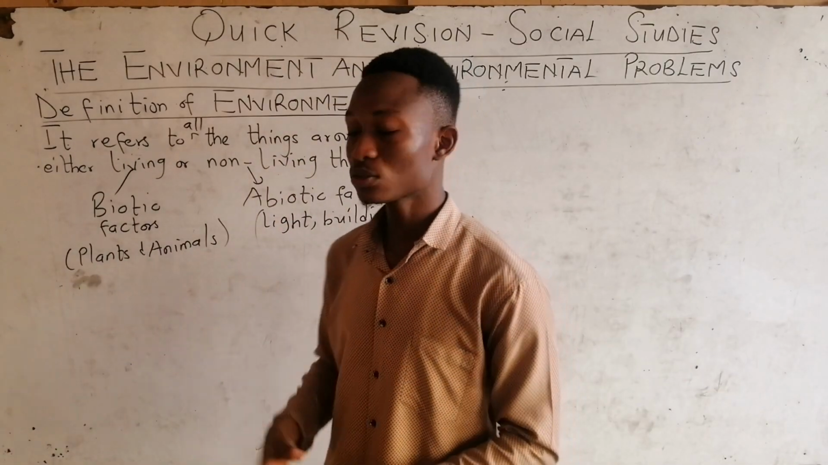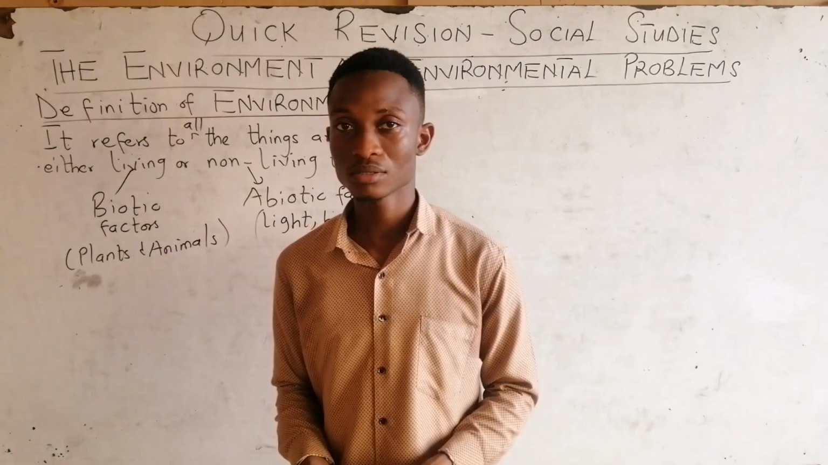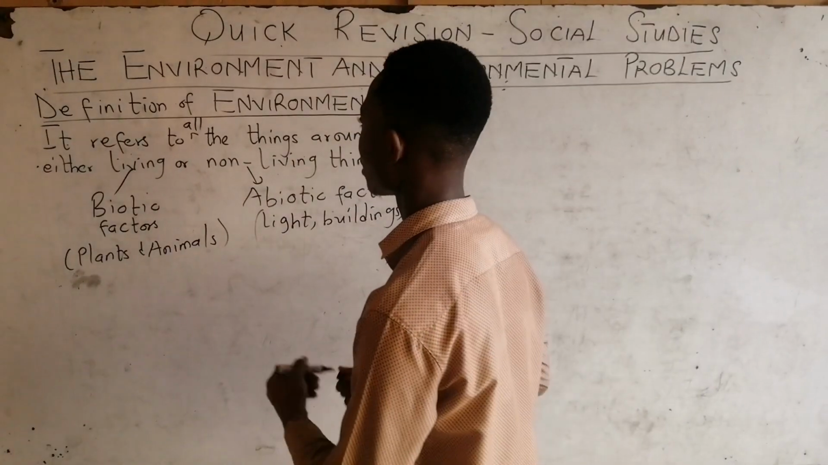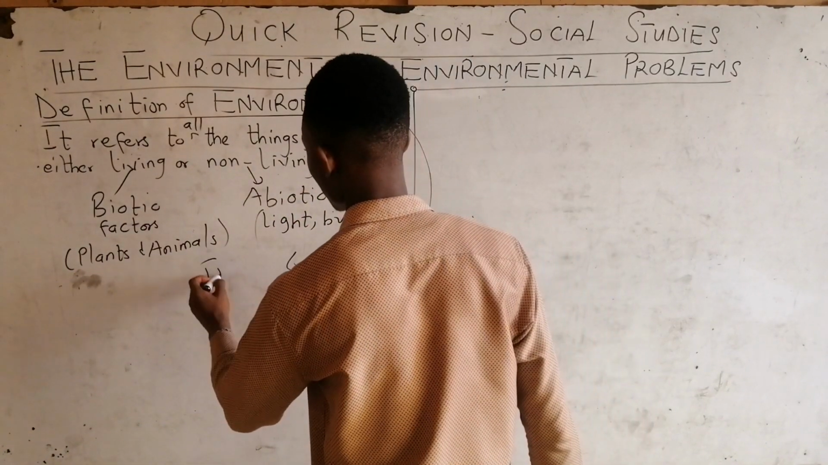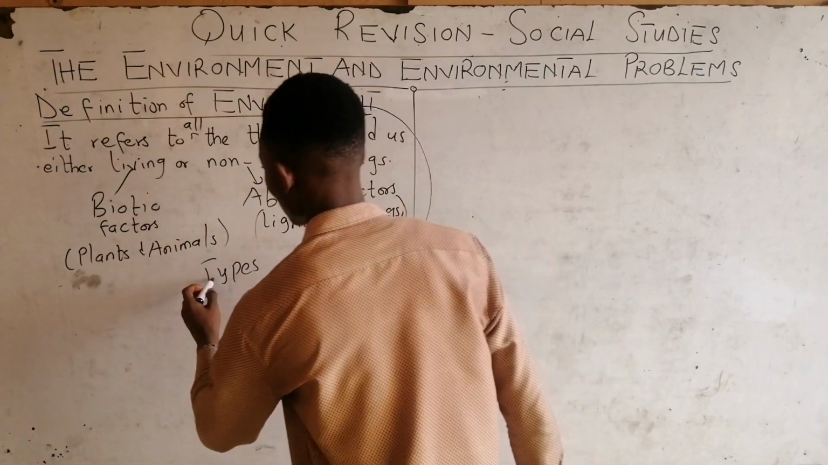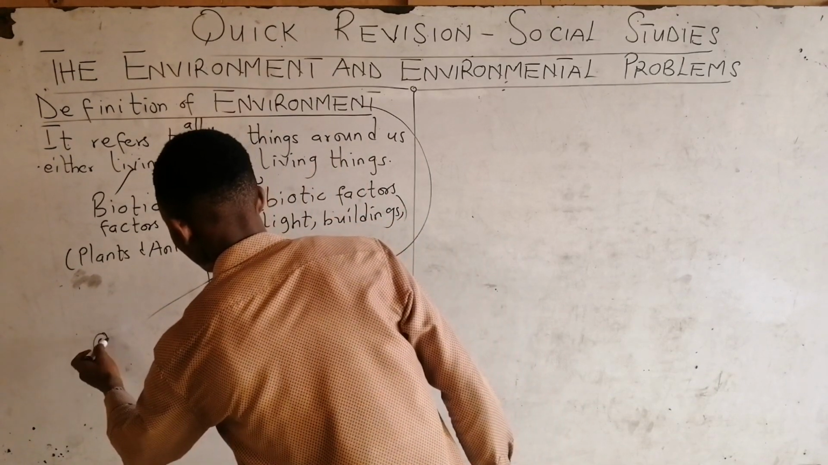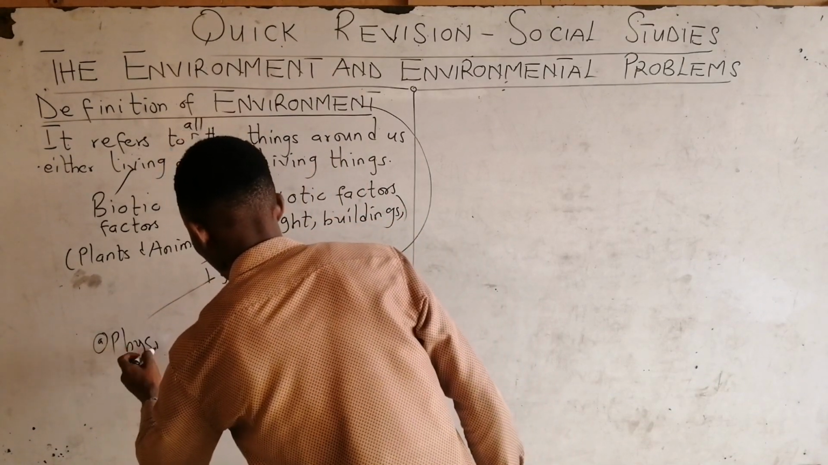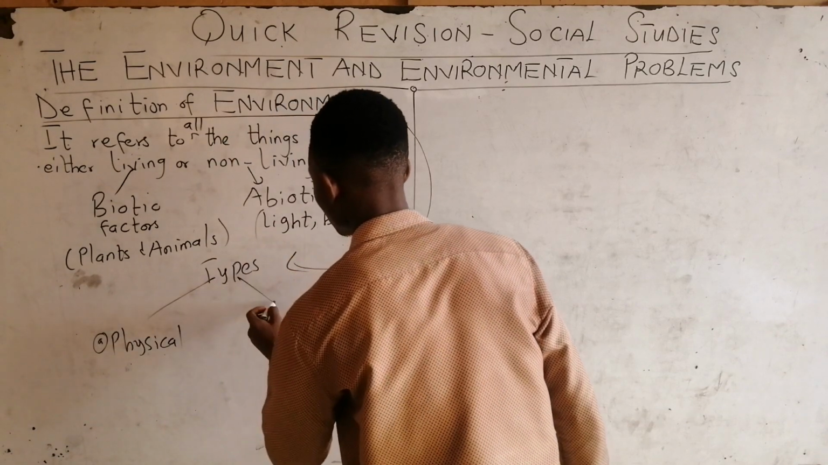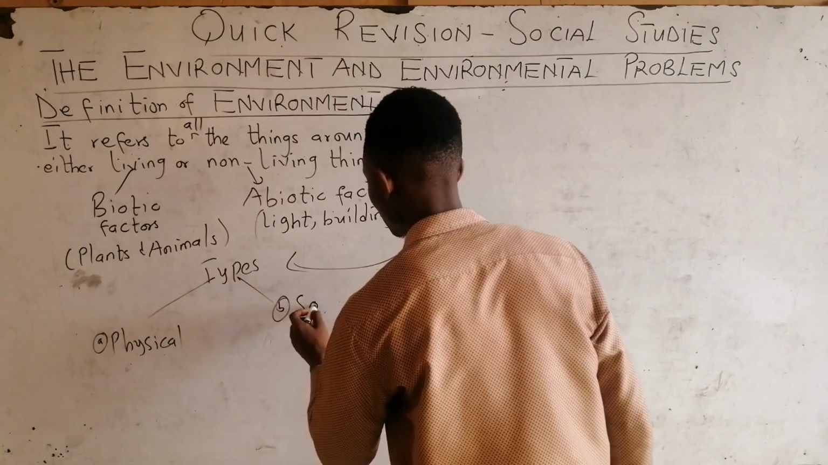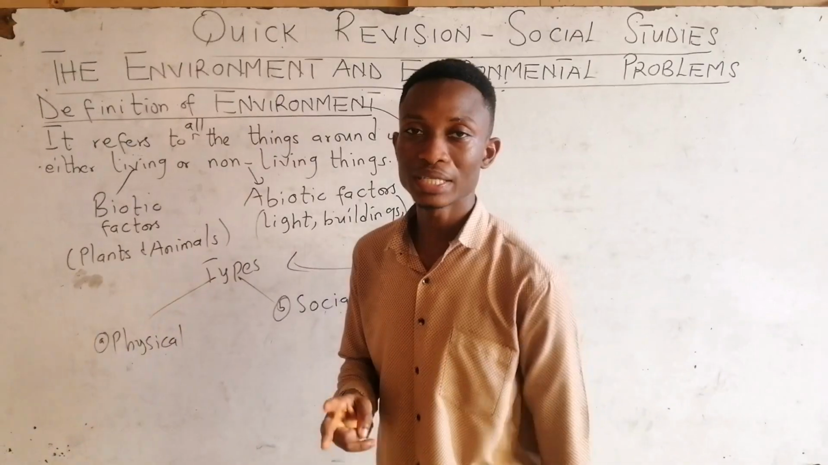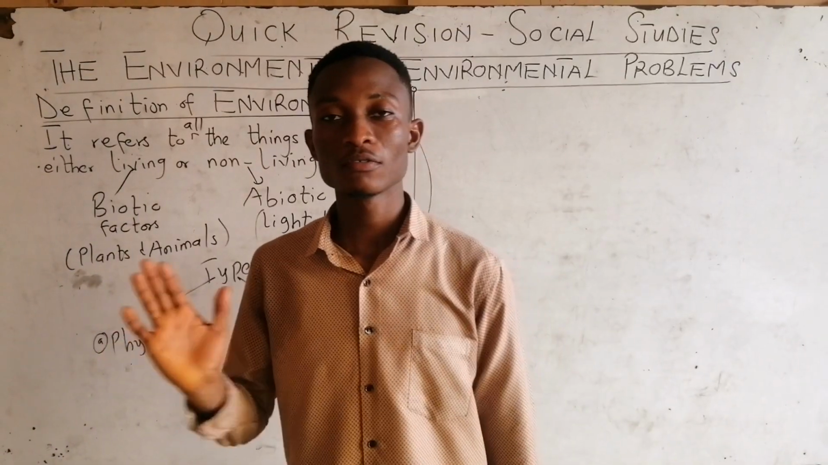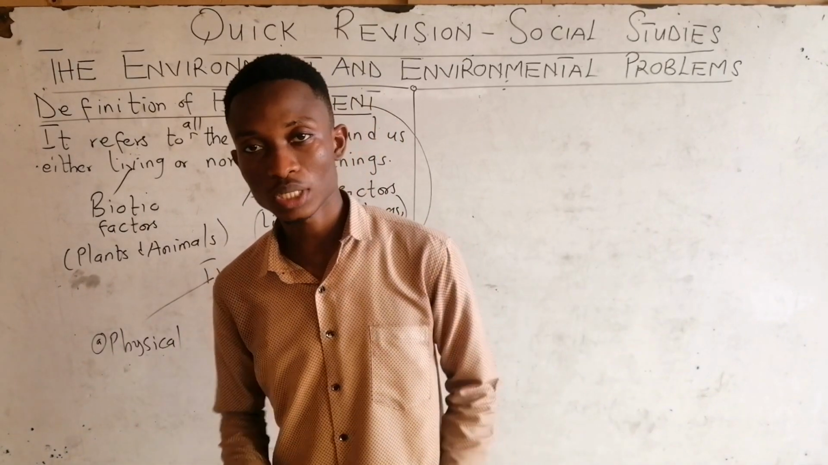So, there are two types of environment. So let's look at types of environment. Now we have the first one being the physical, and the second one being the social environment. So these are the two main types of environment: physical environment and the social environment.